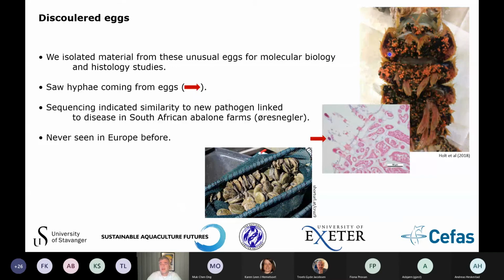Here's a picture of the discolored eggs, these orange ones. When we took them for histology, sometimes the egg mass had totally disappeared and was replaced by hyphal biomass. Here you see the edge of an egg, and here you see the hyphae coming through. When we isolated DNA and sequenced the organism, we were surprised to see that it was a parasite causing an outbreak of disease in South African abalone. There was a massive outbreak. A friend of mine was actually doing a project, unknown to us, helping the South African abalone farms find out what the cause was. This organism was never before seen.